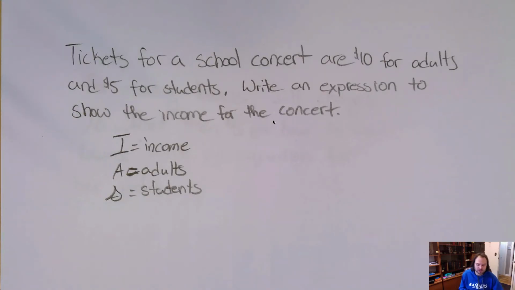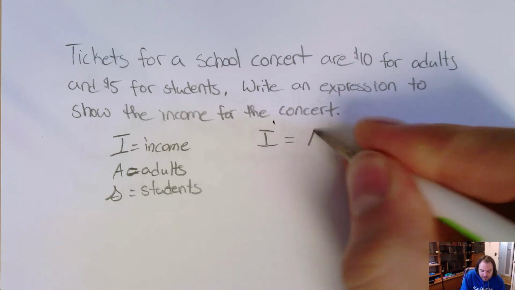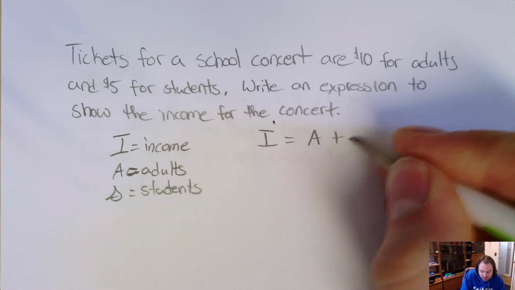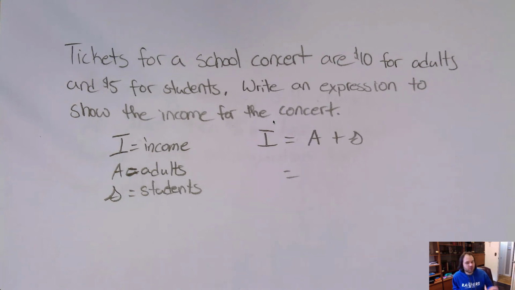Now, if I look at this here, we know my income is equal to my adults plus students. Okay? Now, what's happening to my adults or students? It's $10 for each adult. So if I have 2 adults, it's going to be $20. 3 adults, $30. Every time I'm increasing by 10, or I'm multiplying by 10.